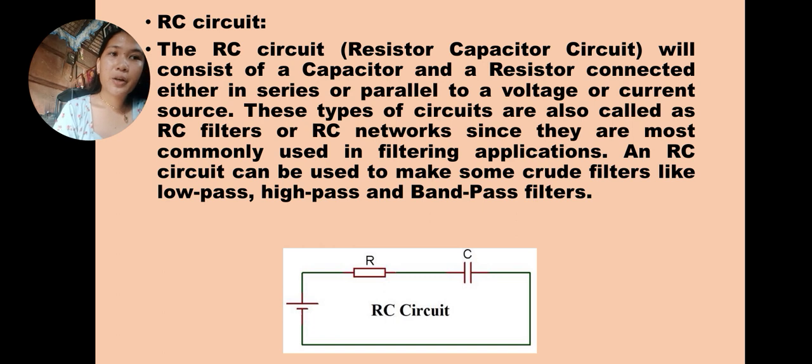This type of circuit is also called an RC filter or RC network since they are most commonly used in filtering applications. So an RC circuit can be used to make some crude filters like low pass, high pass, and band pass filters.